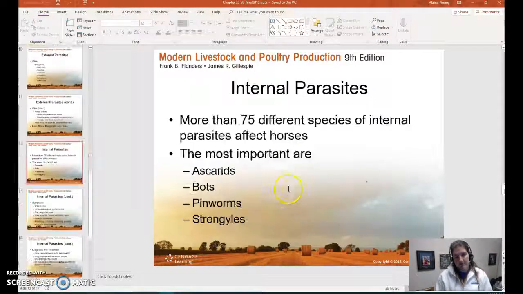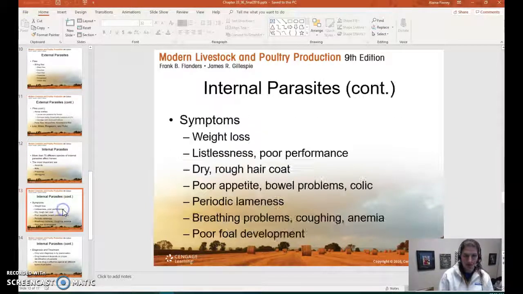Internal parasites. Excuse me, I scrolled down too fast. There's 75 of them that affect the horses, and we are obviously not going to talk about all of them, but they are there. How do you know that your horse is dealing with an internal versus an external parasite?